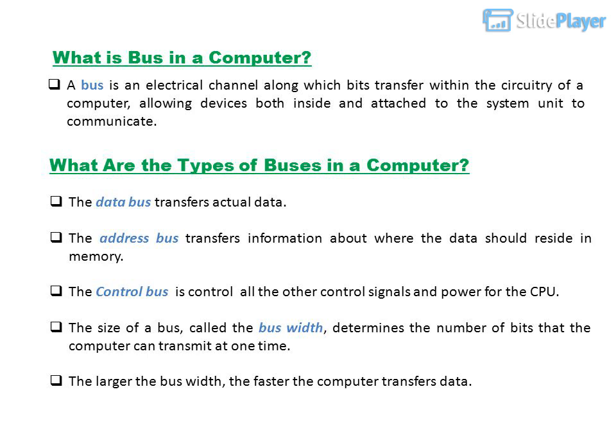The size of the bus, called the bus width, determines the number of bits that the computer can transmit at one time. The larger the bus width, the faster the computer transfers data.